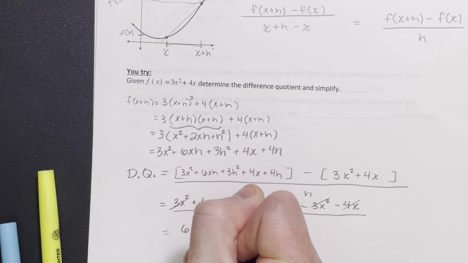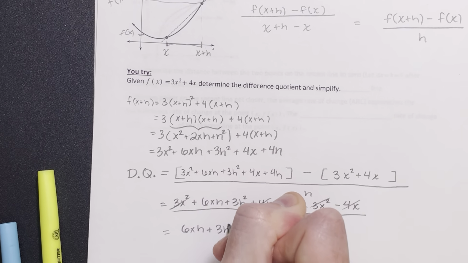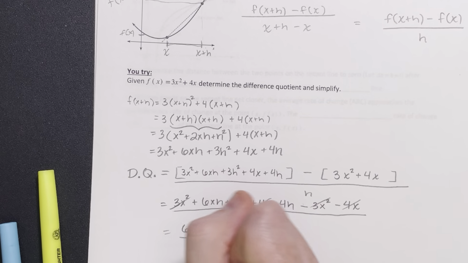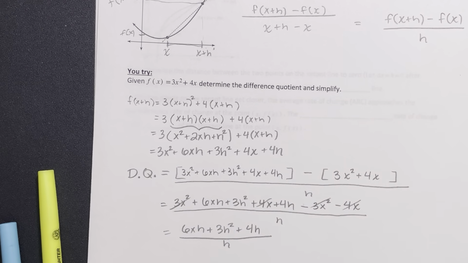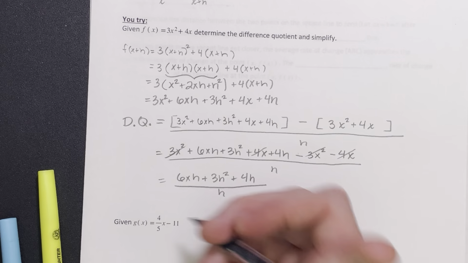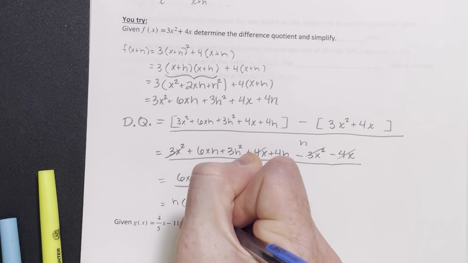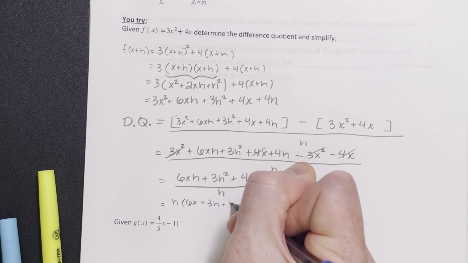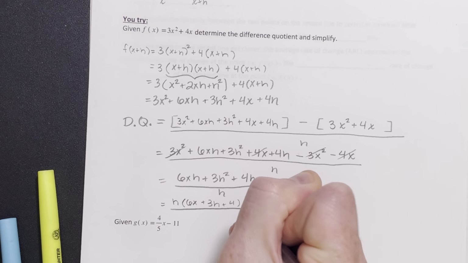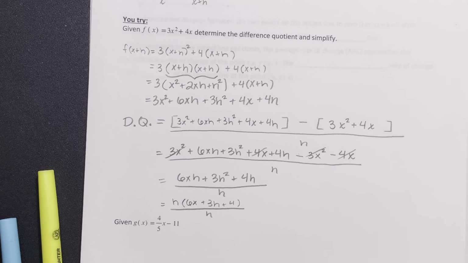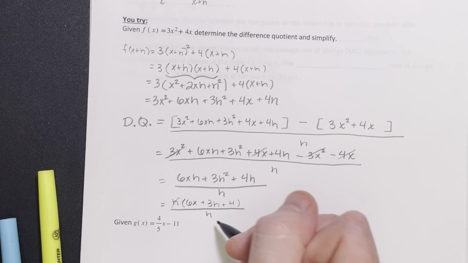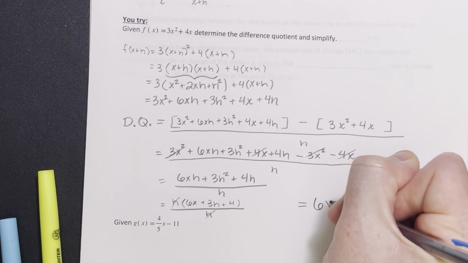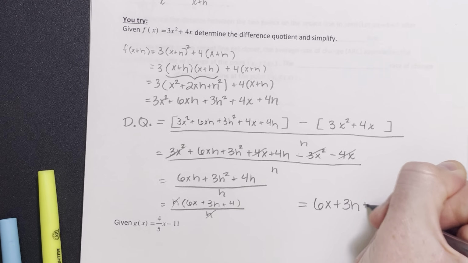We are left with 6xh plus 3h squared plus 4h on top. It's all divided by h. If we take a factor of h out, that's h times 6x plus 3h plus 4, all over h. We reduce the fraction. Our difference quotient is 6x plus 3h plus 4.